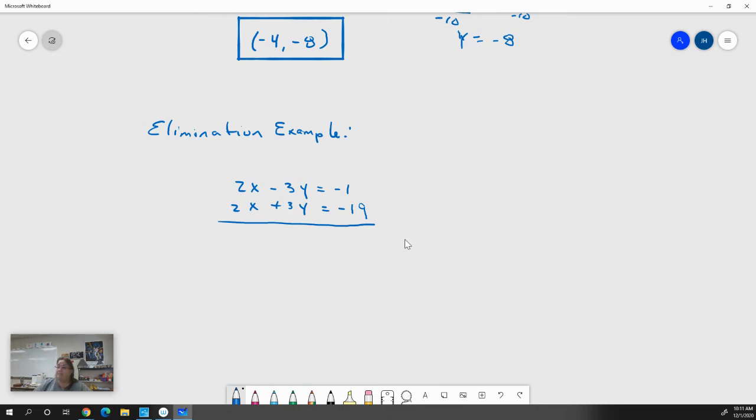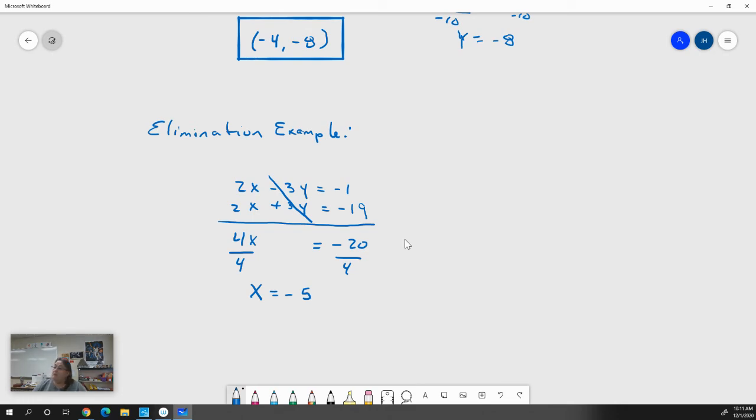So if I didn't have opposites, I'd have to create opposites, but because I already have them, I can just go ahead and add these two together. So 2x plus 2x equals 4x, minus 3y plus 3y is just 0, which is what we want. Minus 1 minus 19 gives me minus 20. And so I can easily find out what x is in this one, right? Right now I have 4x, but all I have to do is divide by 4, because that's the opposite of multiplication. And I get x equals negative 5.